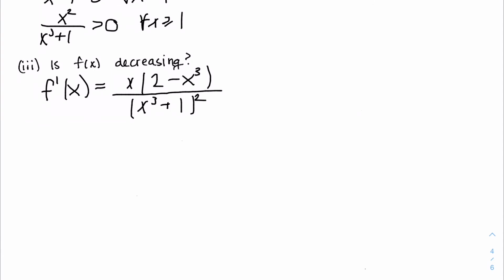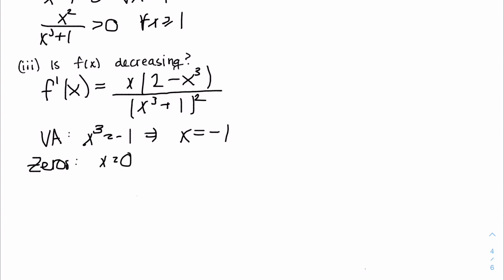So we want to see the zeros and we want to see the asymptotes. So first, let's look at the vertical asymptote. That's going to occur when x cubed equals negative 1. So one important point is x equals negative 1. Then if we look at the zeros, we've got a couple possibilities. You've got two factors, so either x could equal 0, or you have x cubed is 2. So that would mean x is the cube root of 2, which isn't a pretty number, but that's okay.